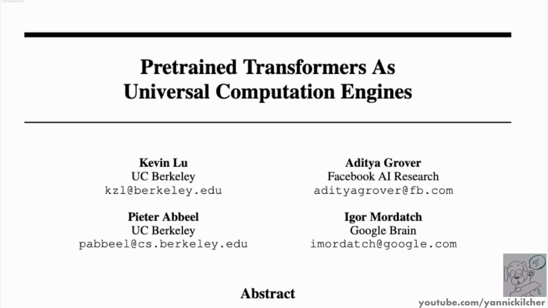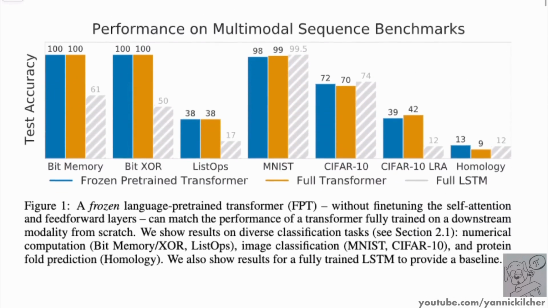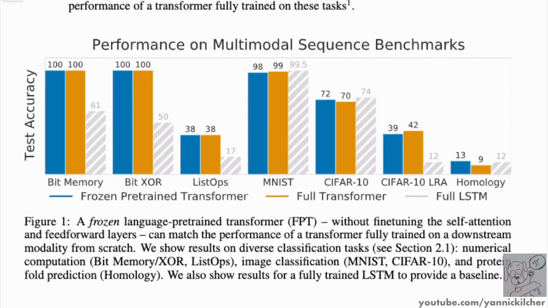Hi there. Today we're looking at Pre-trained Transformers as Universal Computation Engines by Kevin Lu, Aditya Grover, Pieter Abbeel, and Igor Mordatch. On a high level, this paper argues that pre-trained transformers, specifically transformers pre-trained on language modeling, are doing something called universal computation. And the way they prove it is by transfer learning these transformers to completely new domains, so not language modeling. They do things like XOR tasks or CIFAR-10, so computer vision.